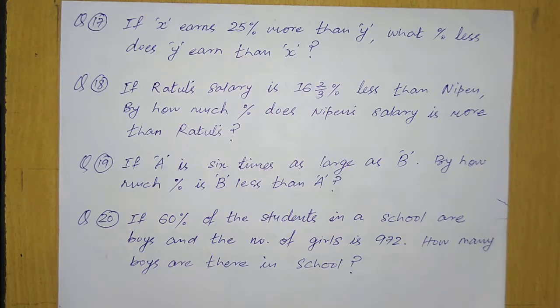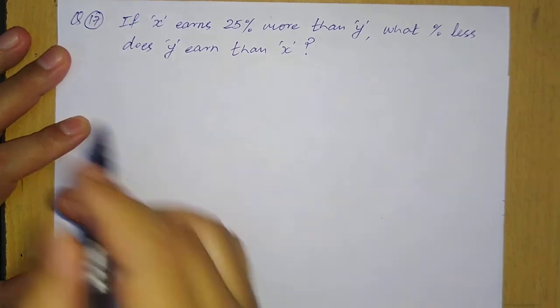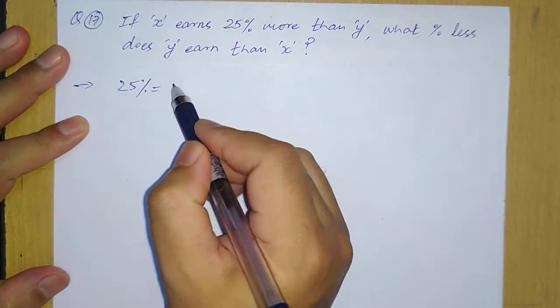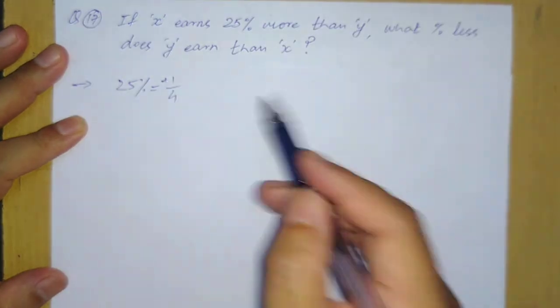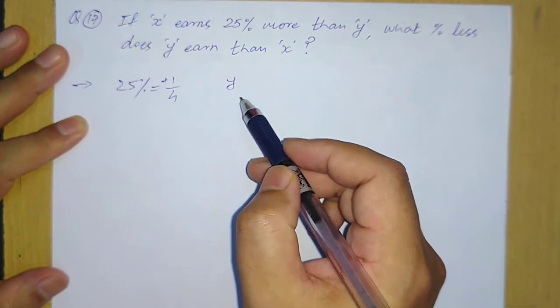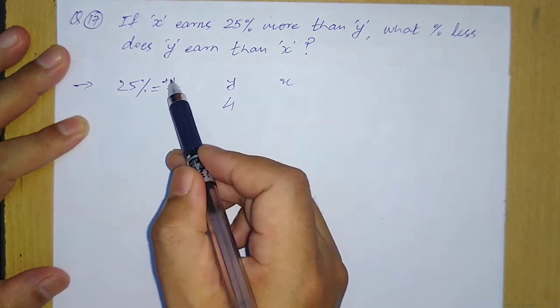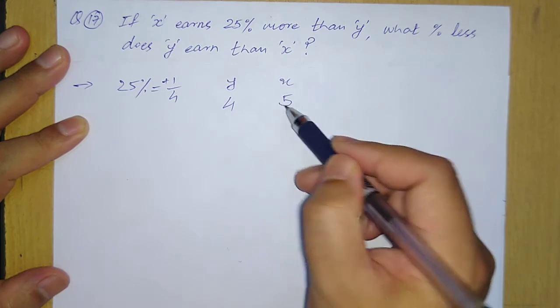Question number 17. If X earns 25% more than Y, what percent less does Y earn than X? In this question it's given, if X earns 25% more than Y, 25% means 1 by 4, more than Y. So if Y is 4, then our X will be how much? Plus 1, more than Y. So 1 part more.